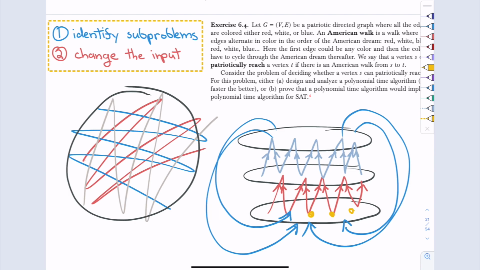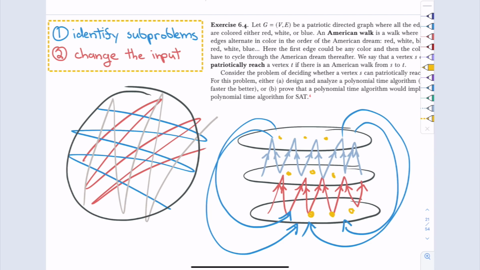The vertex in the middle layer, I'm sort of remembering that the last edge I took was red, and so I know the next edge has to be white. In the top layer, I'm remembering that the previous edge was white. Okay, so I'm just kind of hacking the graph to encode extra information.